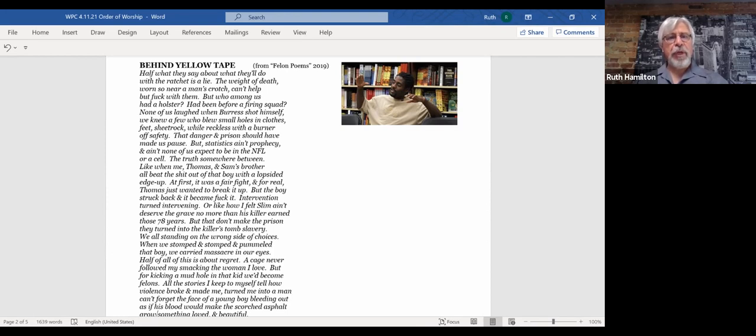The truth somewhere between. Like when me, Thomas, and Sam's brother all beat the shit out of that boy with a lopsided edge up. At first, it was a fair fight, and for real, Thomas just wanted to break it up. But the boy struck back, and it became fuck it. Intervention turned intervening. Or like how I felt Slim ain't deserved the grave no more than his killer earned those 78 years. But that don't make the prison they turned into the killer's tomb slavery. We all standing on the wrong side of choices. When we stomped and stomped and pummeled that boy, we carried massacre in our eyes.